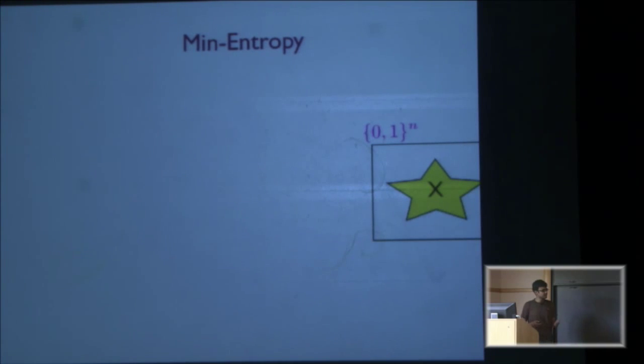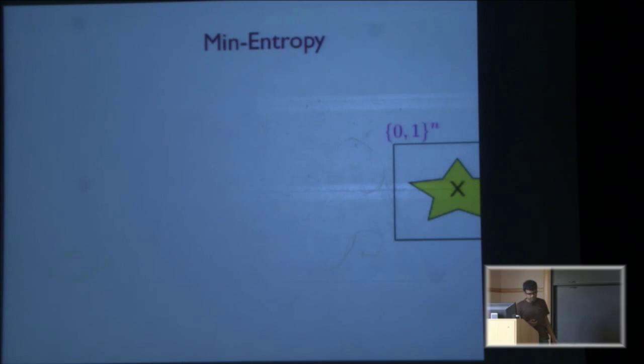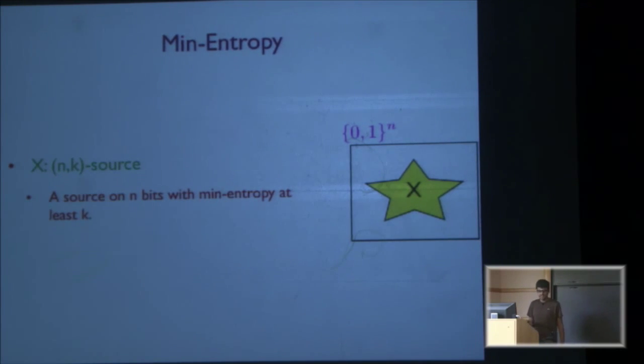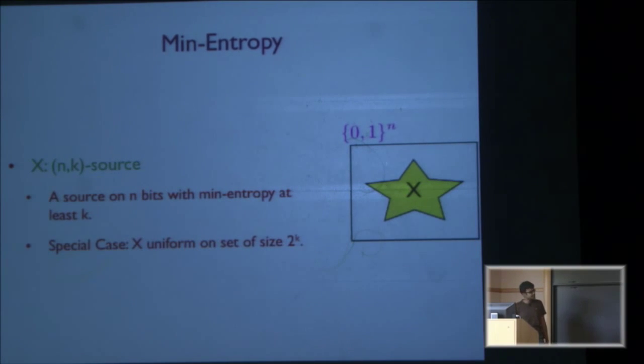Let's suppose that X is a distribution on n bits. We'll be dealing with (n, k) sources. By an (n, k) source, we mean a distribution on n bits with min-entropy at least k. A special case is when X is uniform on a set of size 2 to the power k. Then it's easy to check that this random variable has min-entropy exactly k.